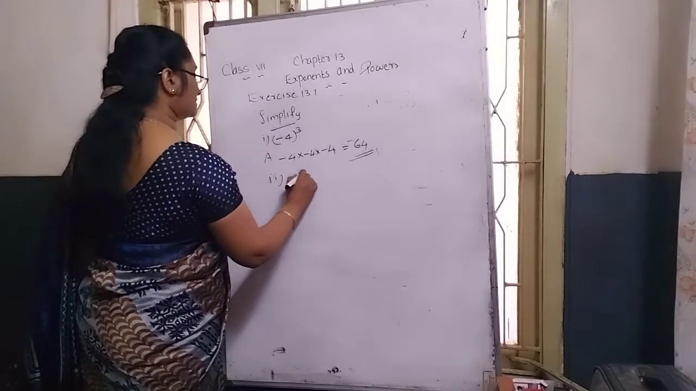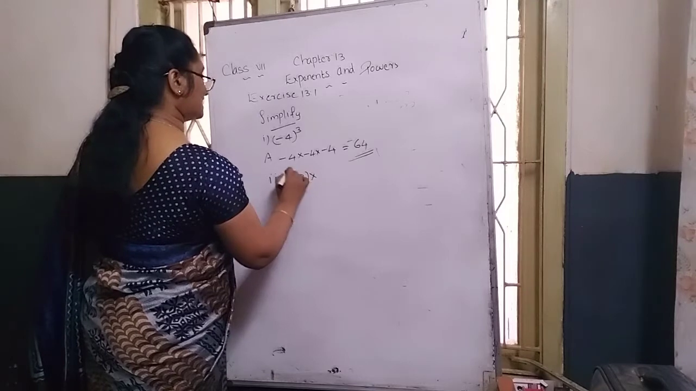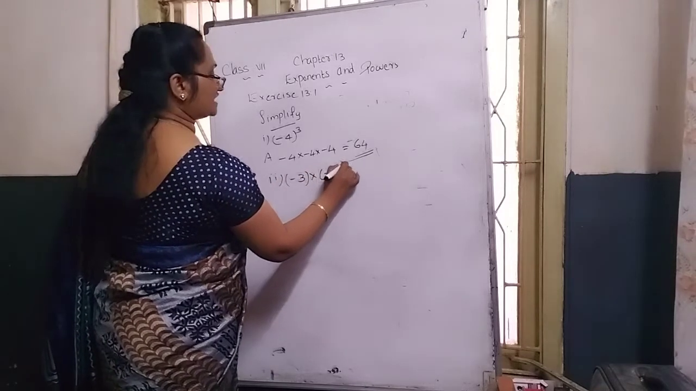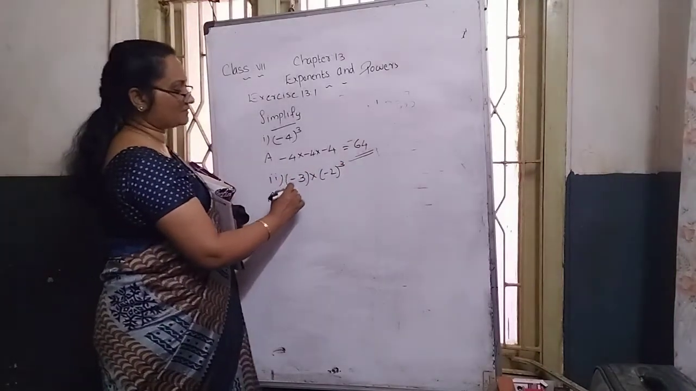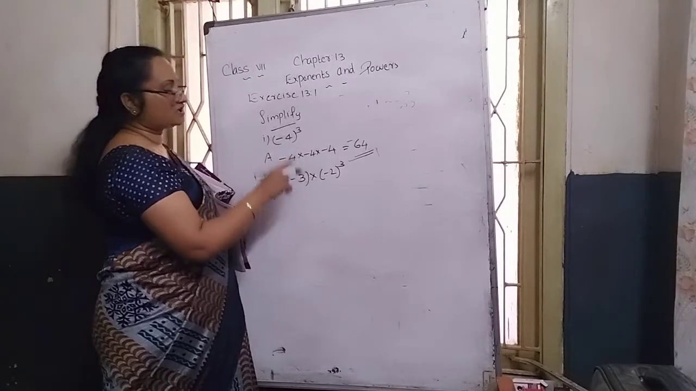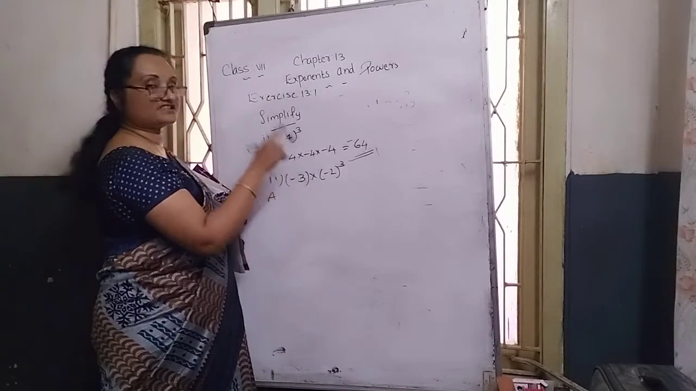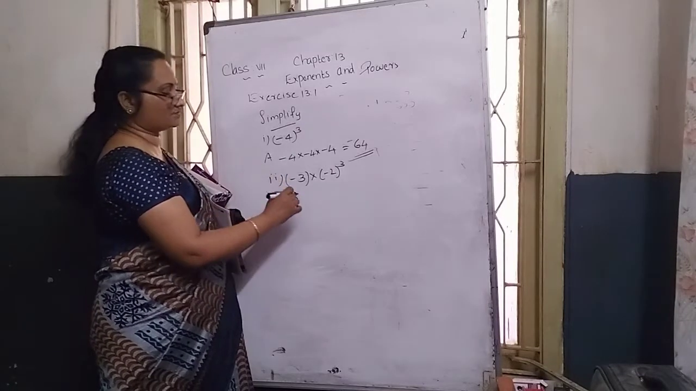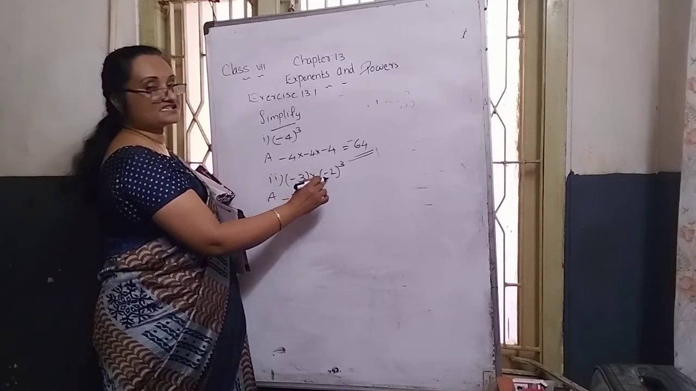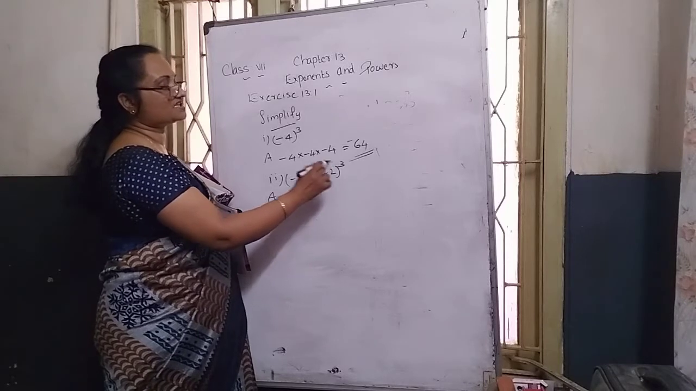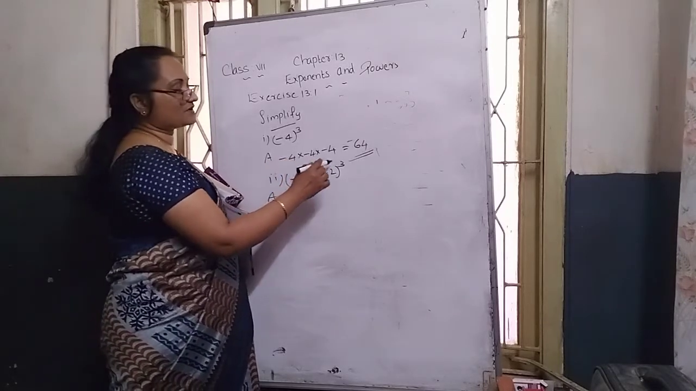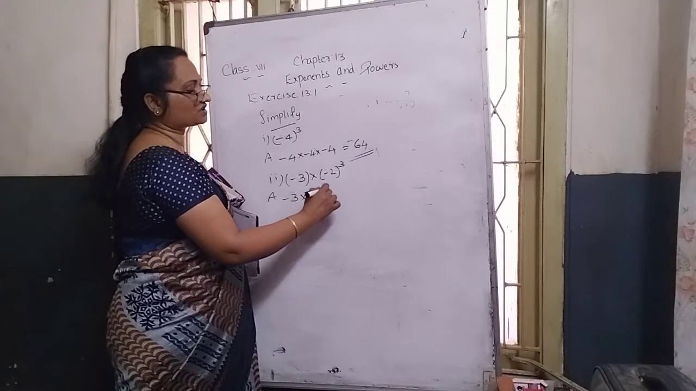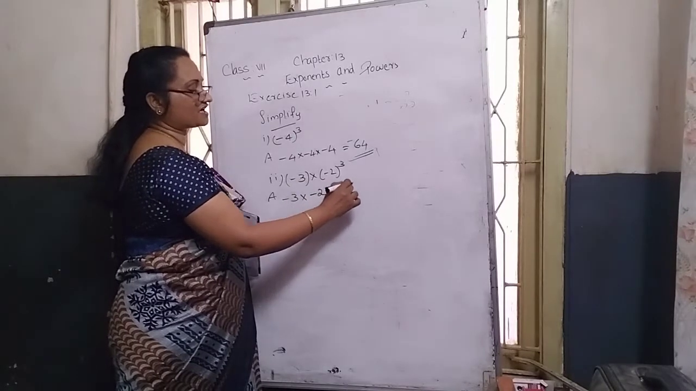Second question. Minus 3 into minus 2 raised to 3. In this way, next question. That means minus 3 how many times? Here minus 3 is the base. The power is nothing, which means the power becomes how much? 1. That means minus 3 is multiplied 1 time. Into next, the base is minus 2. The power is how much? In the minus 2 case the power is 3. That means minus 2 is written 3 times and multiplied.